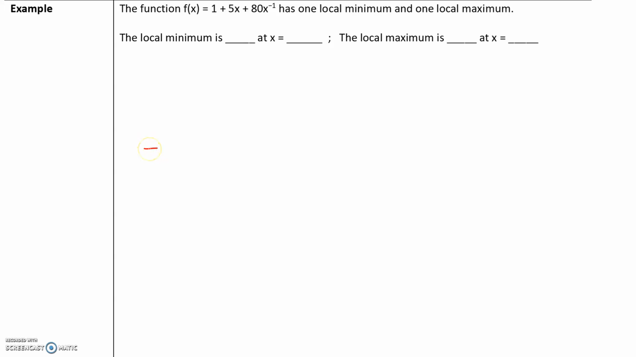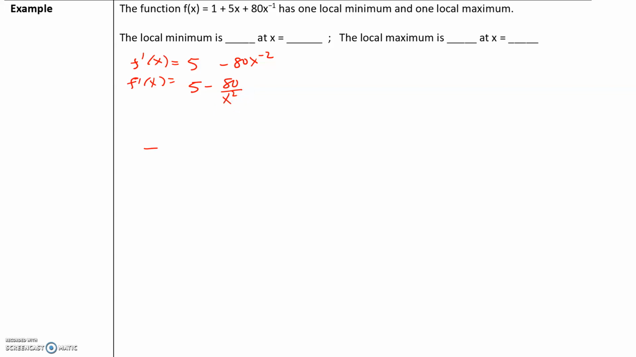All right, first thing we need to do is find out what f prime of x is. So f prime of x: the derivative of 1 is 0, it's a constant. The derivative of 5x is going to be 5. The negative 1 times 80 is negative 80, x to the negative second. So if I rewrite that, I'm going to get 5 minus 80 over x to the second power.